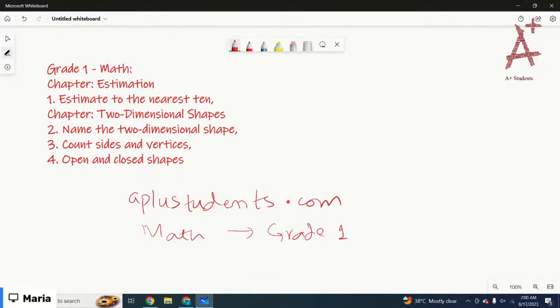Then we'll start the new chapter, that is two-dimensional shapes. And the lessons are name the two-dimensional shape, count sides and vertices, open and closed shapes. So let's just start with the chapter estimation.